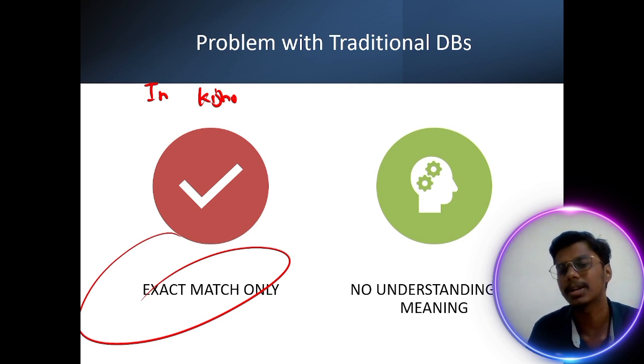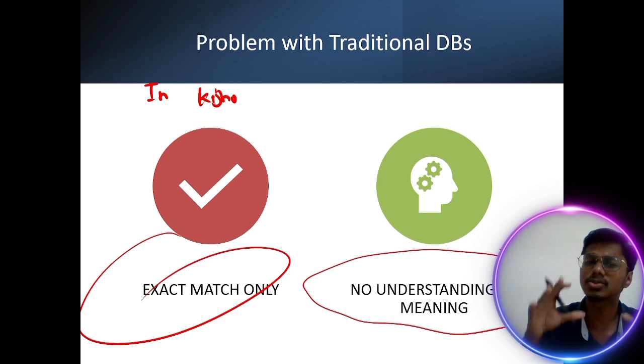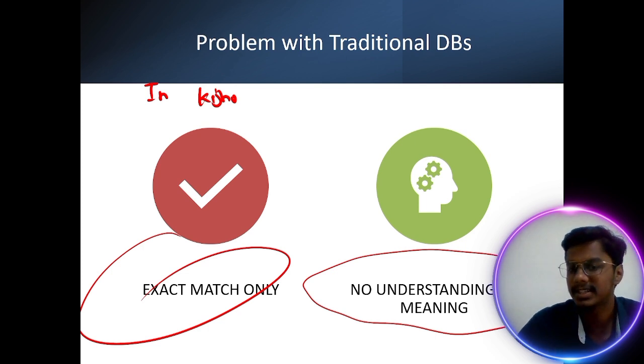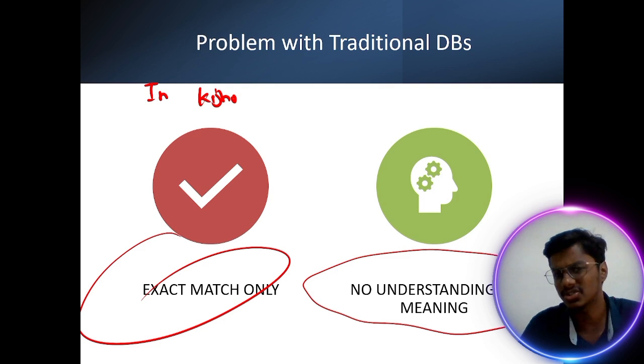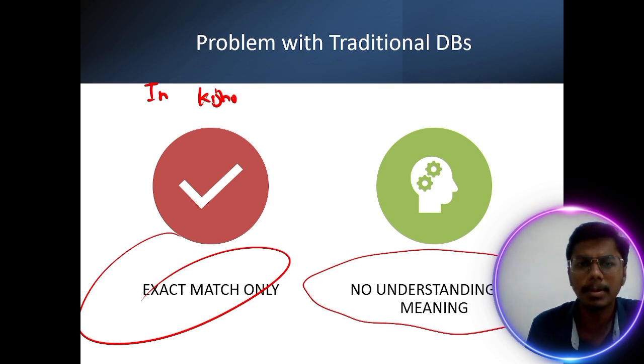The second thing is that there is no understanding of the meaning. It just stores the data. It doesn't understand the meanings of the data, right? So that's the problem with the traditional database.